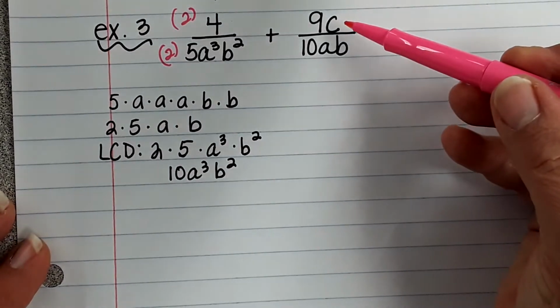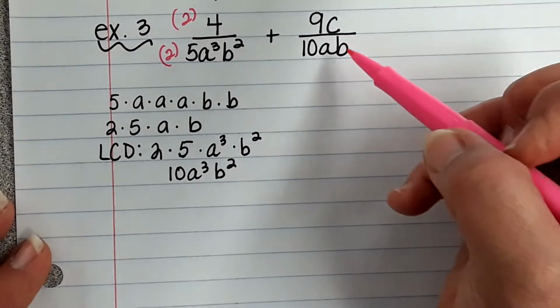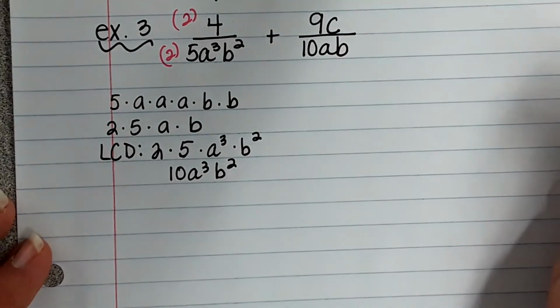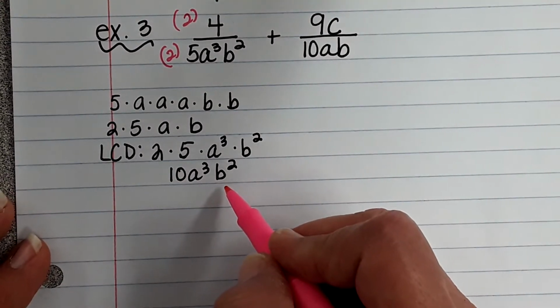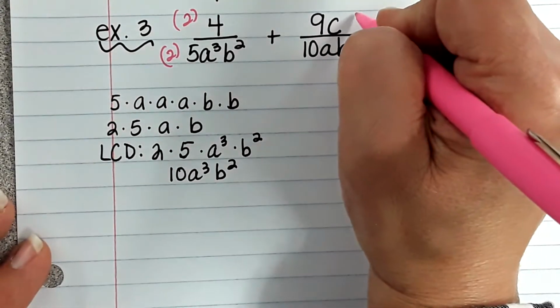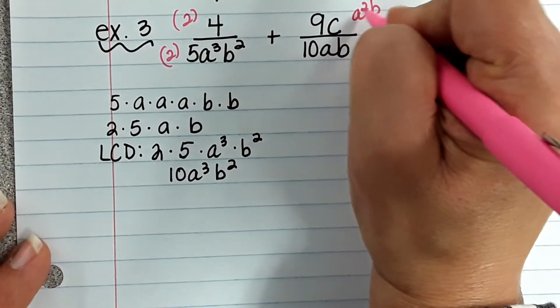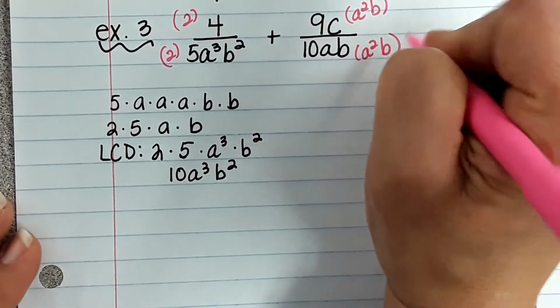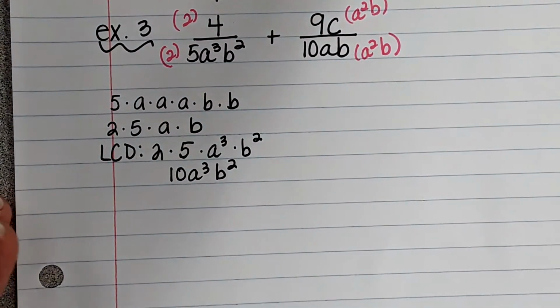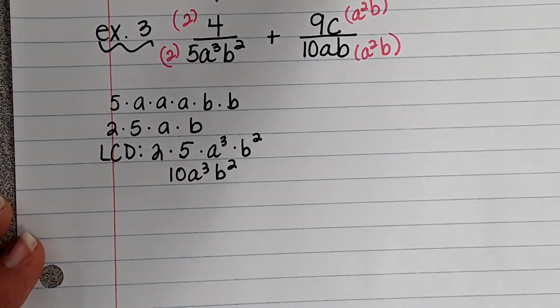What is 9c over 10a to the b? So what is 10ab missing? From 10a to the third b squared, what is it missing? It's missing an a squared and a b. You guys, that's your job. Anytime you're adding or subtracting fractions is finding that least common denominator and figuring out what's missing.